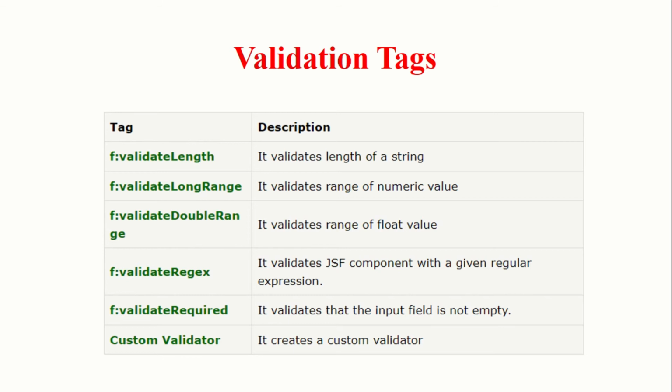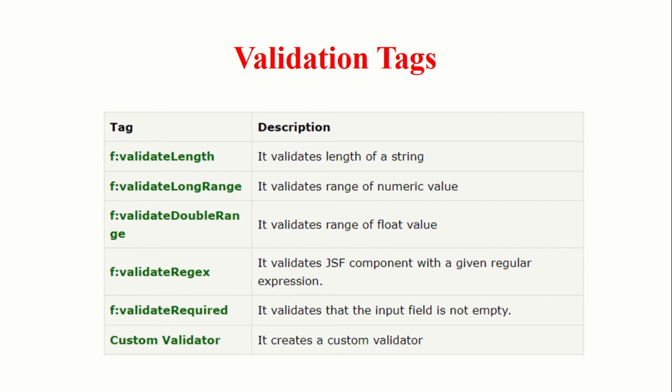To check whether an input follows a pattern, we use validateRegex, the regular expression validator. To check whether a user interface component has a value, we have to use validateRequired. And finally, we have custom validator tags. Now these tags you can use in your JSF form to validate the user input.